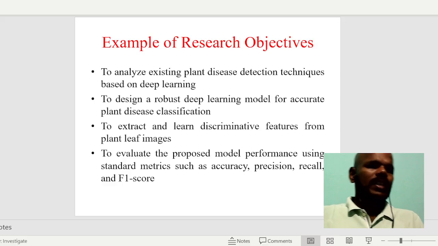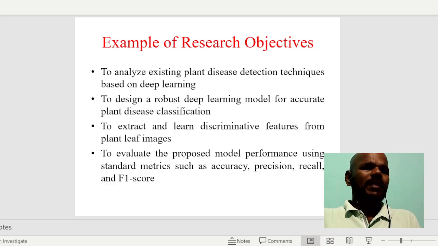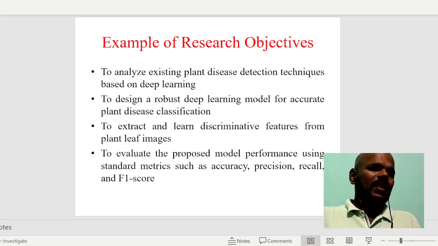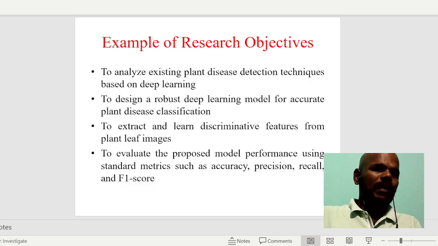Next, examples of research objectives. I am just giving a tentative example, so it is not compulsory that it should be like that. It may be different for different problems. The first is to analyze existing plant disease detection techniques based on deep learning. What is the research objective? It will analyze the existing plant disease detection. What it analyzes may depend on any kind of parameters.